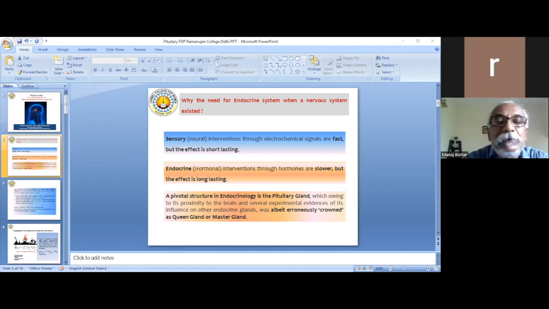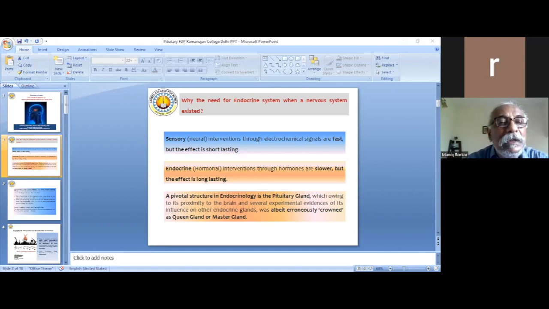But there is a limitation. First of all, of course, the good thing about sensory interventions is that they're very fast, which means they impart a great survival value. You want something to happen very fast, then the best way to control that activity is by putting into service the sensory interventions, because the effect is very fast. But if it is about how long the effect lasts, the answer is the sensory interventions normally have an effect which is very short lasting.